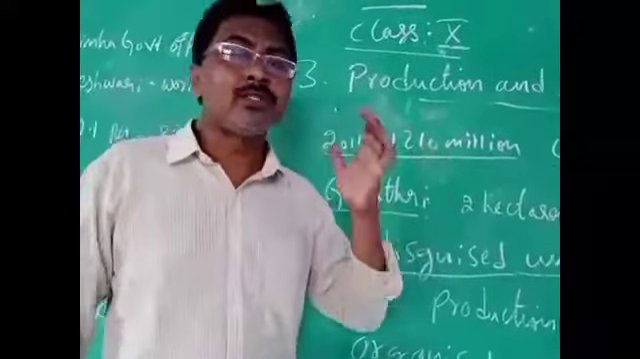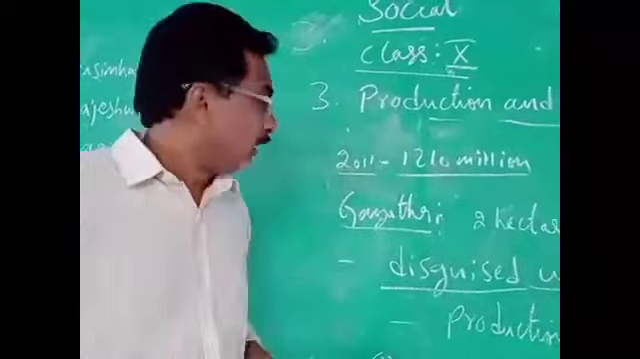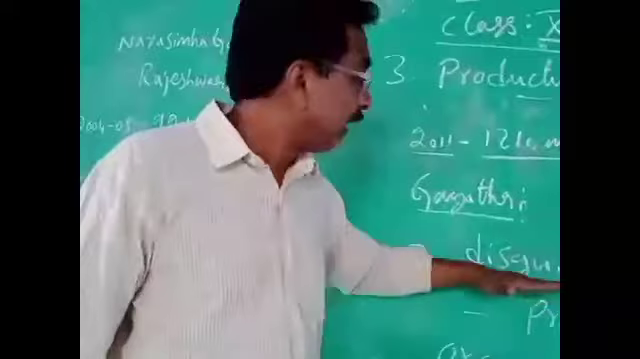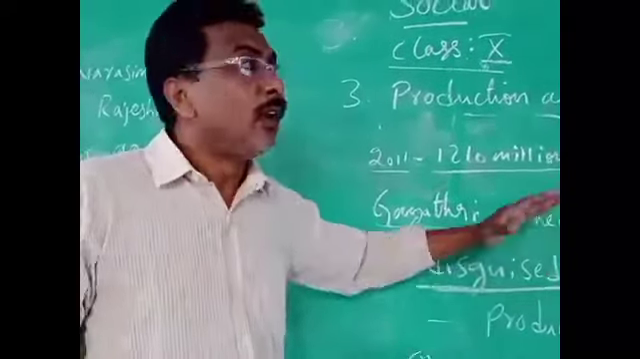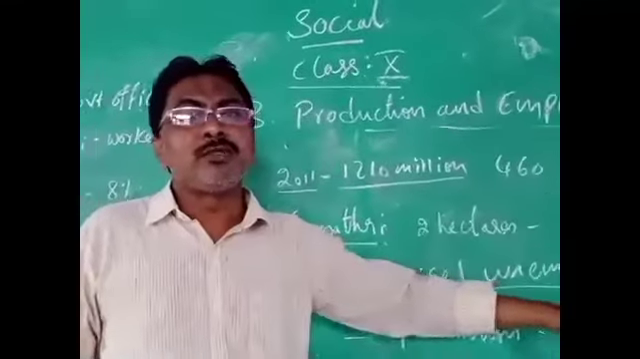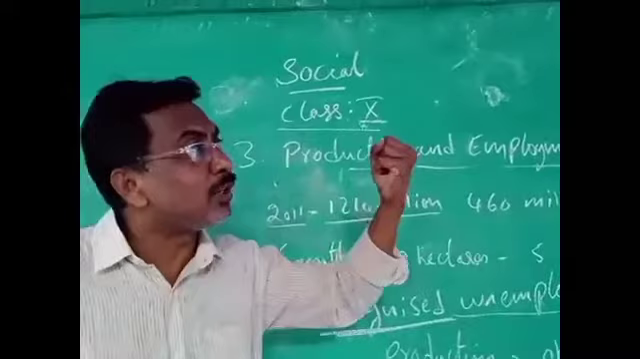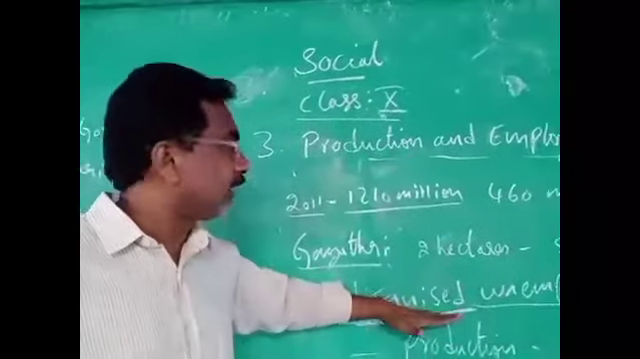They'll ask you a fill in the blank: where can you see the disguised unemployment? You can see the disguised unemployment in the agriculture field. Why? Because 1-2 acres are there, and the total family members will do the work there only. Total family members are engaged and they will do the work there only. So just two are enough.